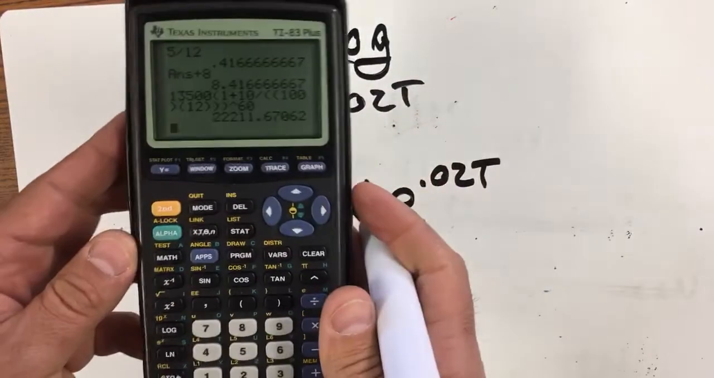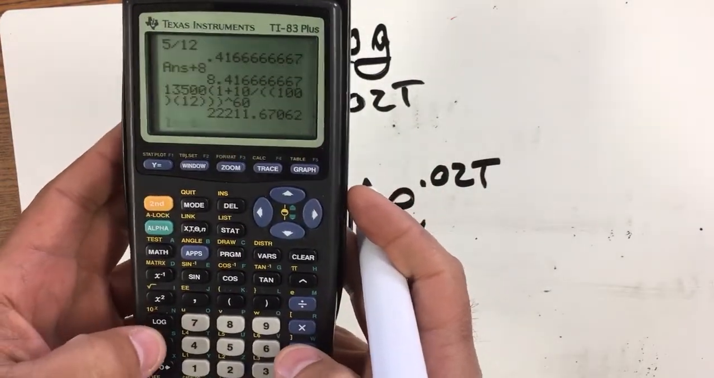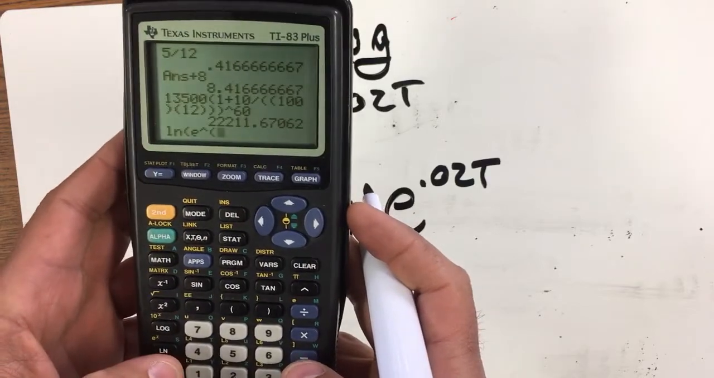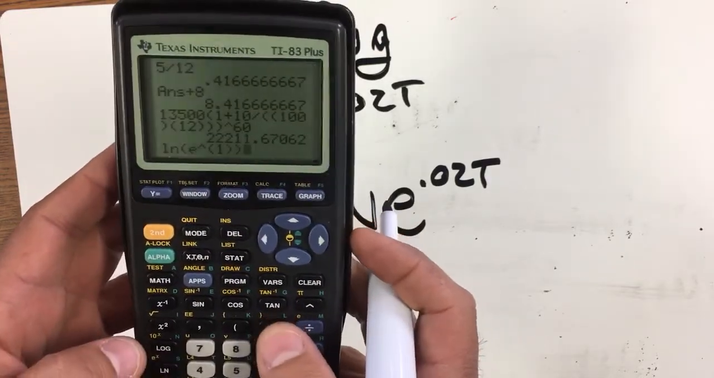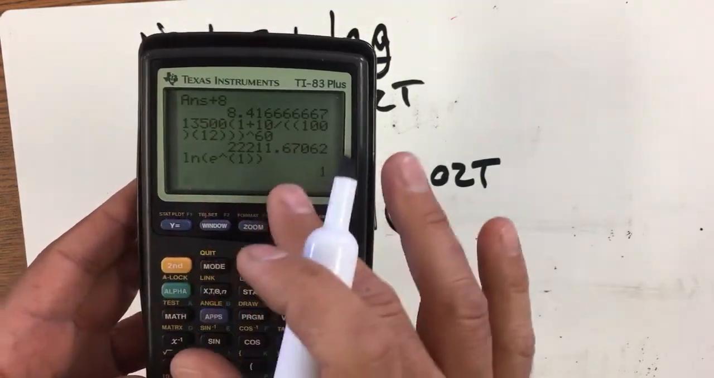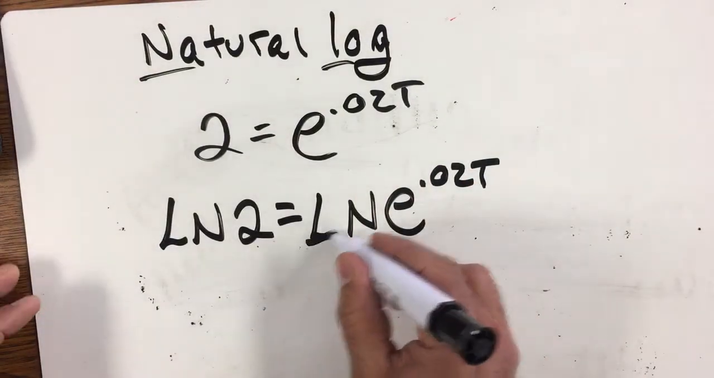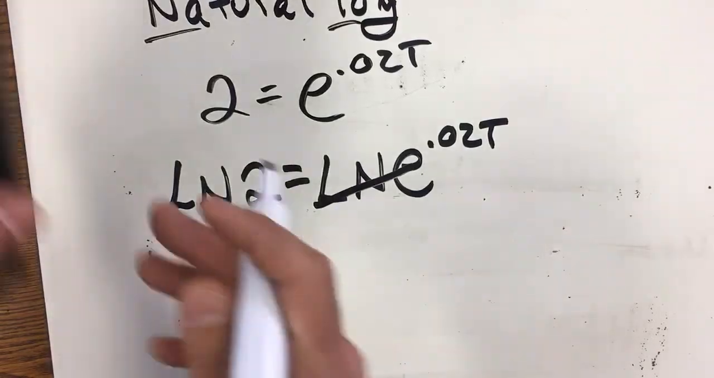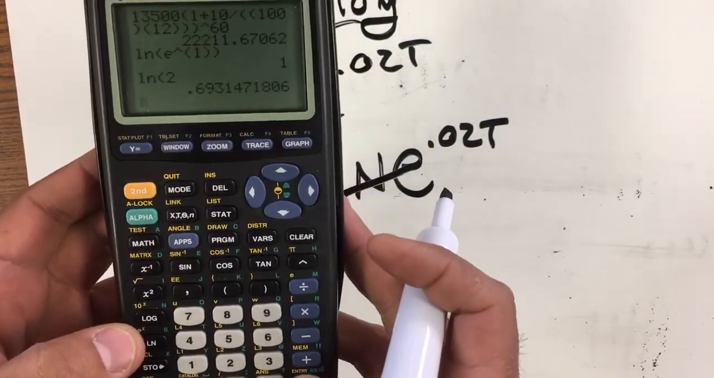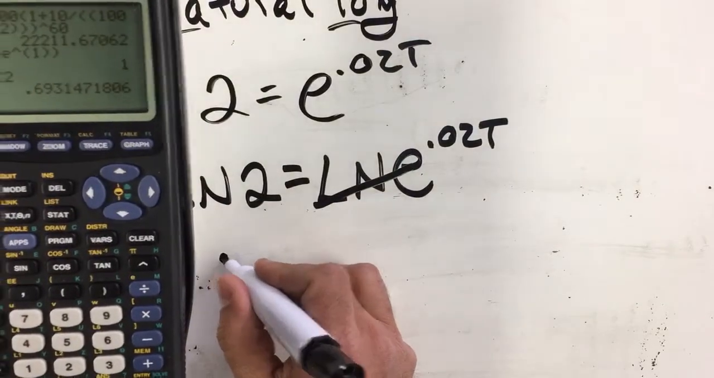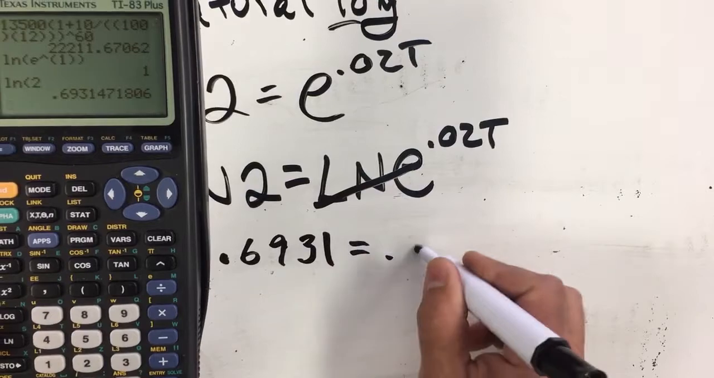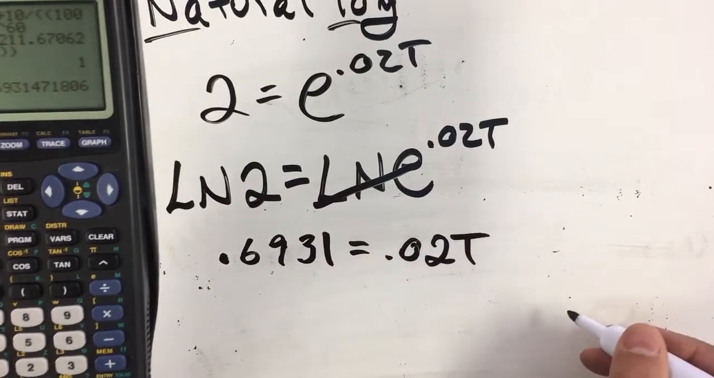Now watch what happens when I put the ln, or natural log, of e. I have to put e to the 1. It just tells me 1. So that means that it cancels it out. So this cancels out. So I put the natural log of 2. I'm going to round to 4 decimal places. 0.6931 equals 0.02t.